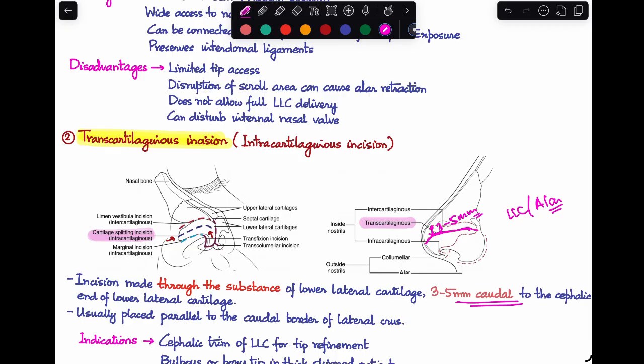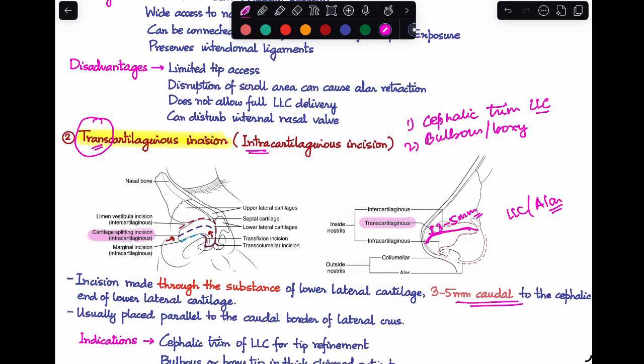So when do we use this incision? As the name mentions, it's transcartilaginous, or the other name is intracartilaginous, meaning going through the cartilage. Since we are going through the middle of the alar cartilage, one indication would be when we are required to trim the cephalic end of the lower lateral cartilage. If this is required for tip refinement of the patient, then we take this incision. Second, if the patient has a bulbous or a boxy nasal tip, in these cases we also use this incision.